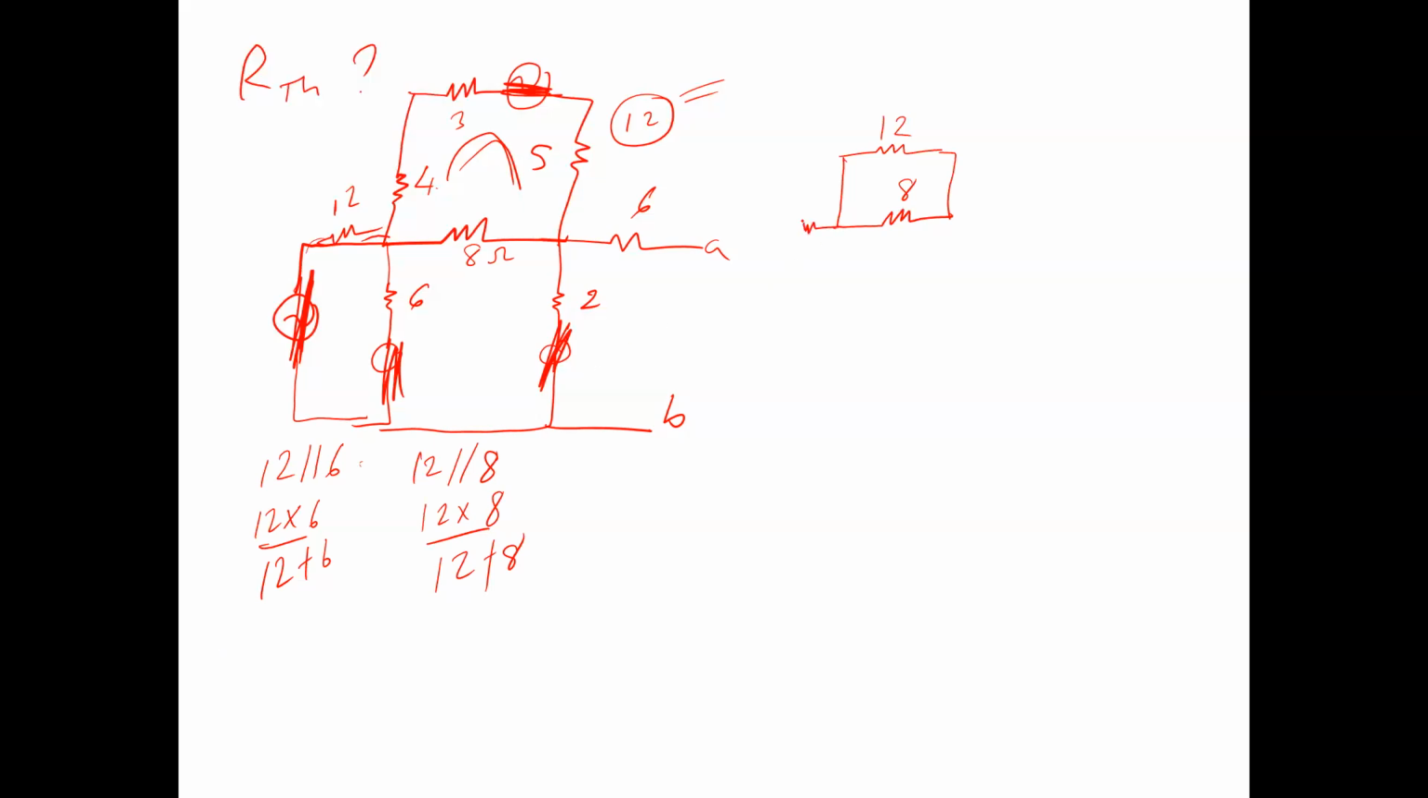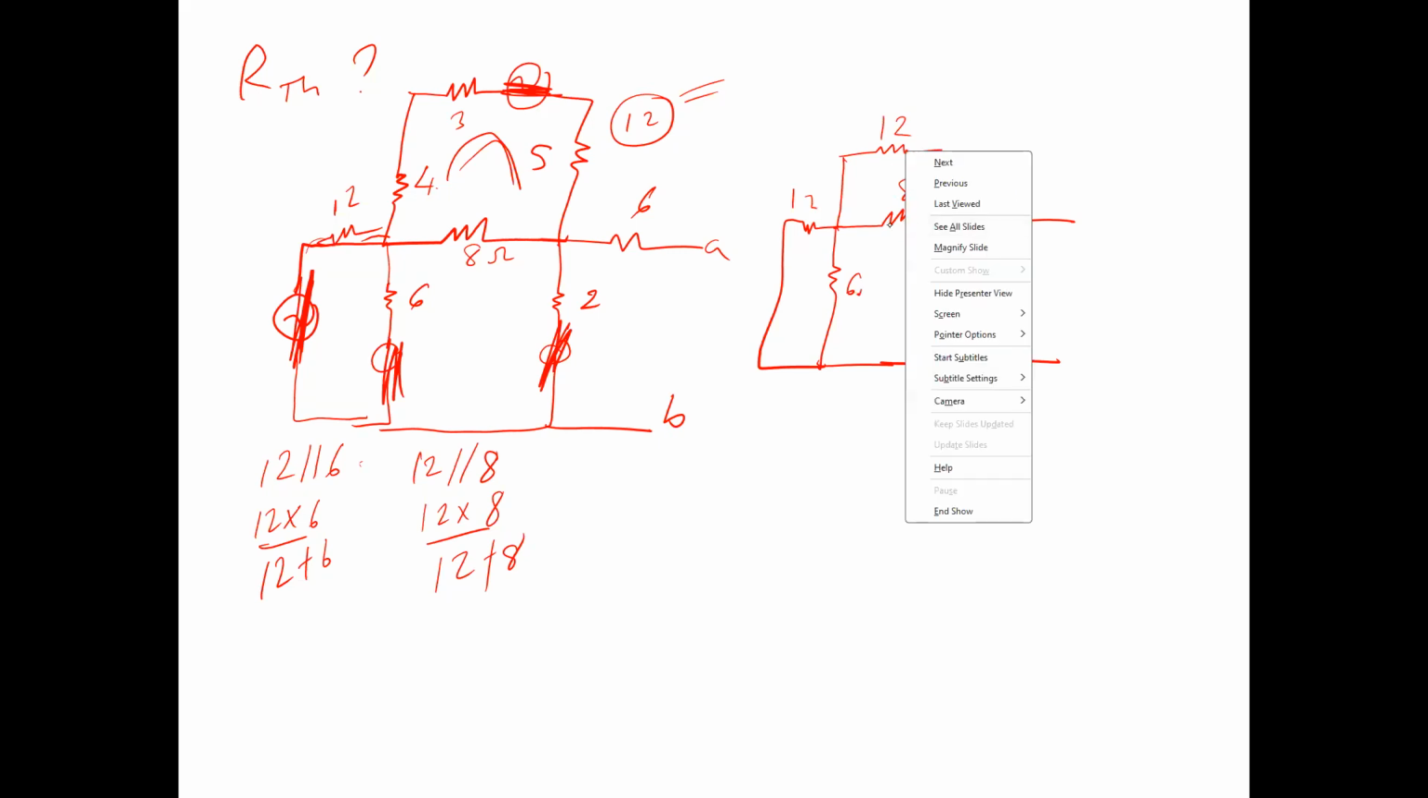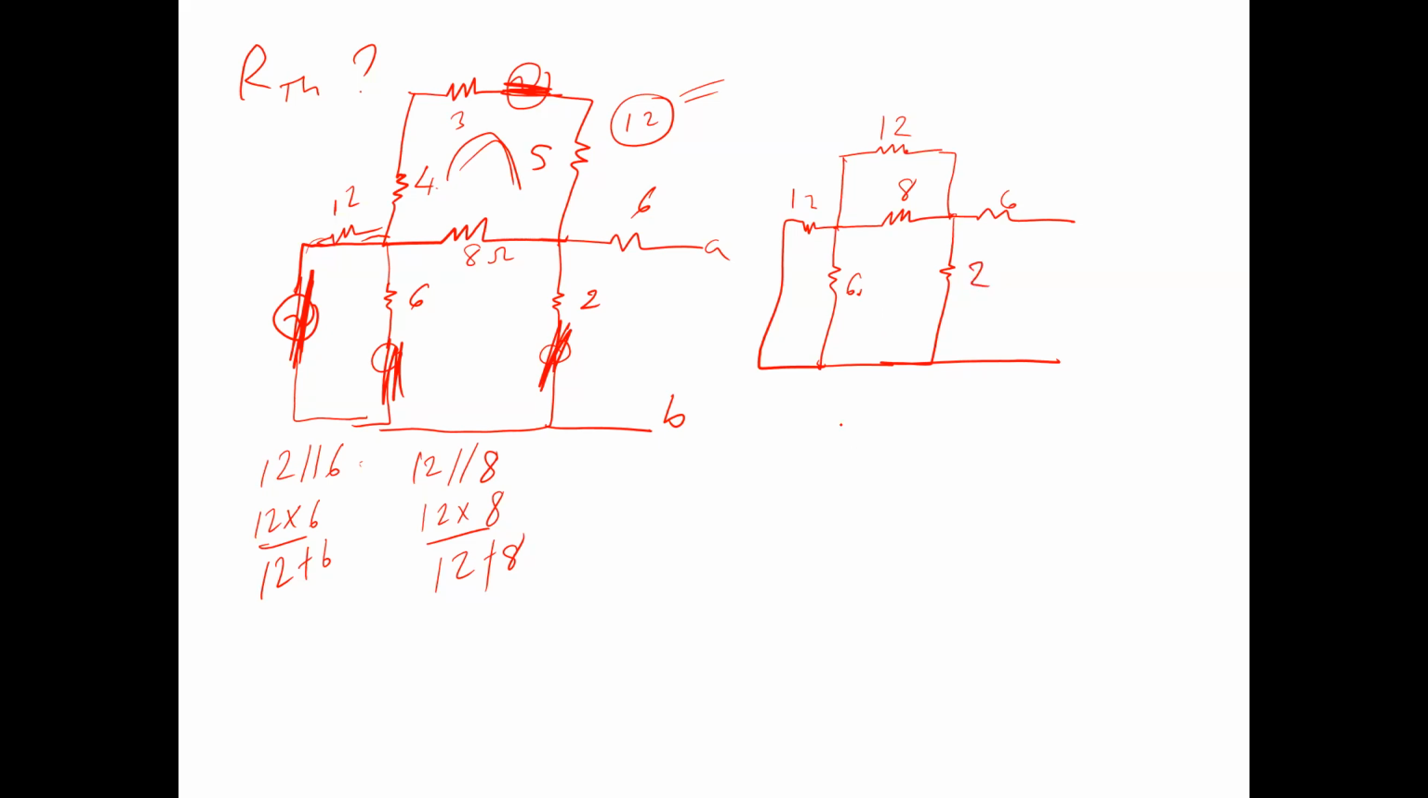And then on here 12, in here, okay, 6, and 2 is here, 6. Okay, so now this 12 will be in parallel with this one, and then this 12 will be in parallel with this 8. Okay, so I have 2 here.